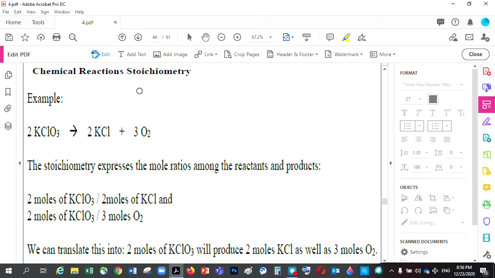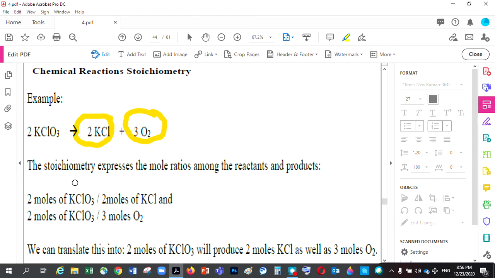Okay. Now let's look at chemical reaction stoichiometry. If you look at the potassium chlorate decomposition reaction, it gives us potassium chloride and oxygen: 2 moles of potassium chloride and 3 moles of oxygen. If you have 2 moles of potassium chloride, this is the balanced equation.